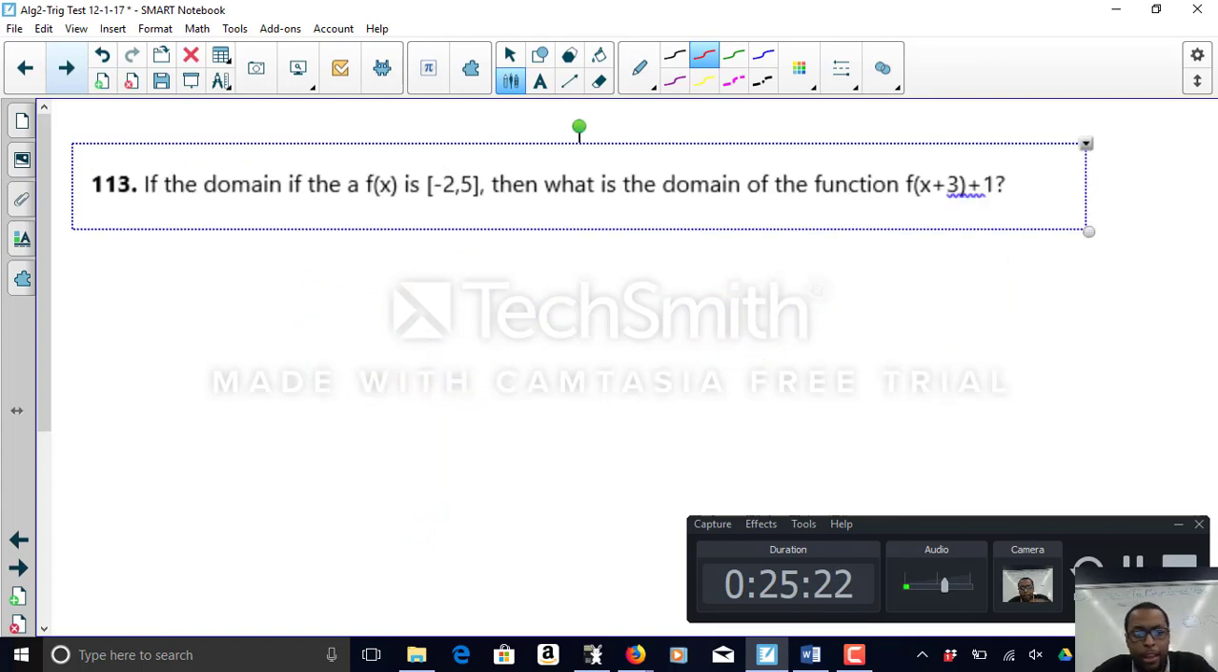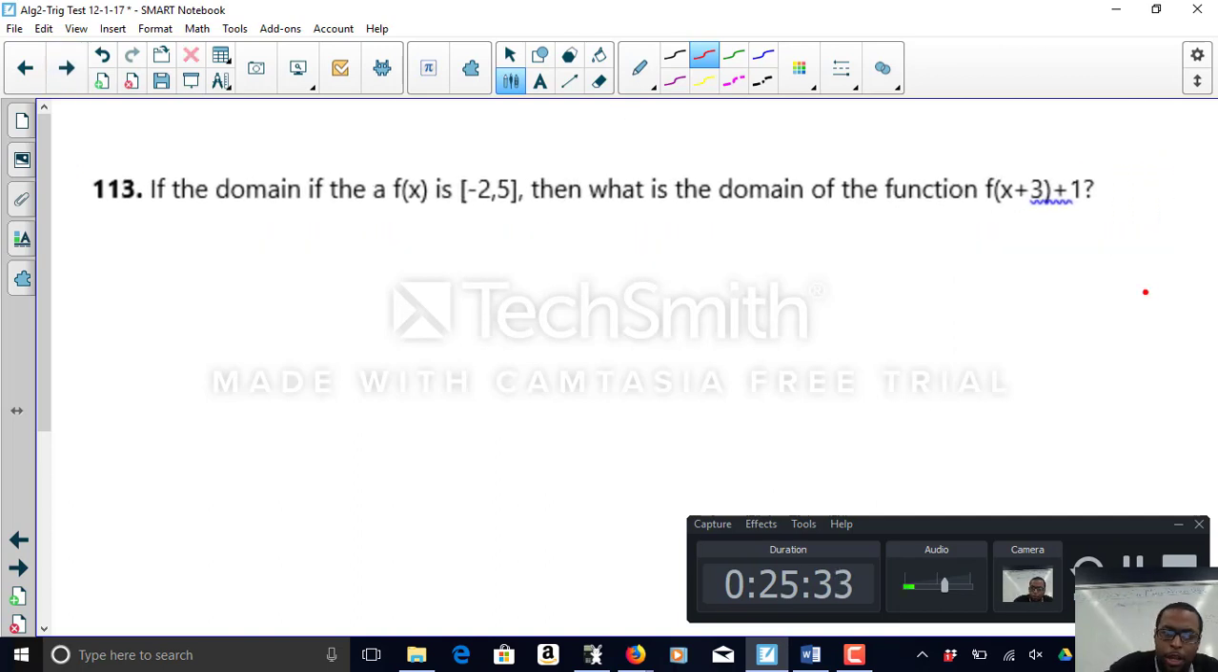If the domain of f of x is negative 2, 5, then what is the domain of the function? So we want to know what the domains are. How do you find the domain? The domain is negative 2 to 5, meaning that the graph starts from negative 2 and goes to 5. So what did the graph do? The graph moved up once. And how many times did it move over? It moved over 3 times to the left.